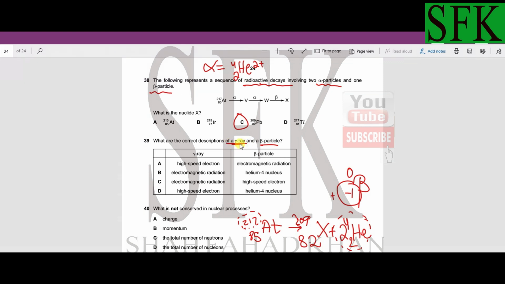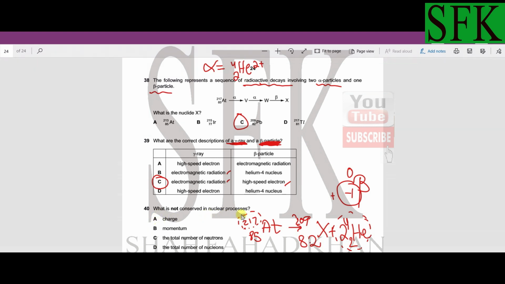Gamma rays, as you know, are high frequency electromagnetic radiations. Beta particles are high velocity, negatively charged electrons. Gamma rays are electromagnetic radiation. Beta particles are high speed electrons. Option C is correct again.